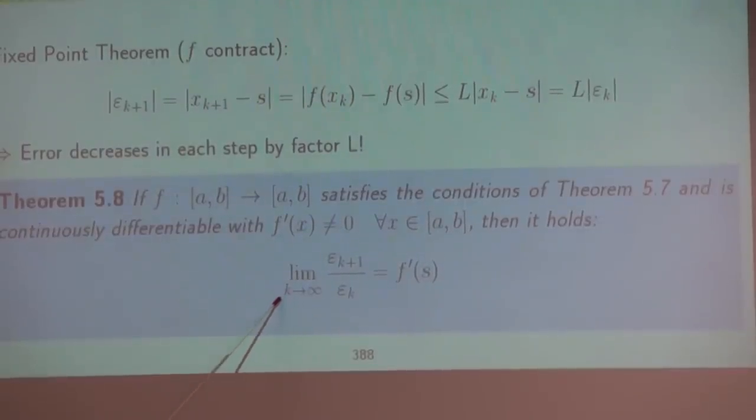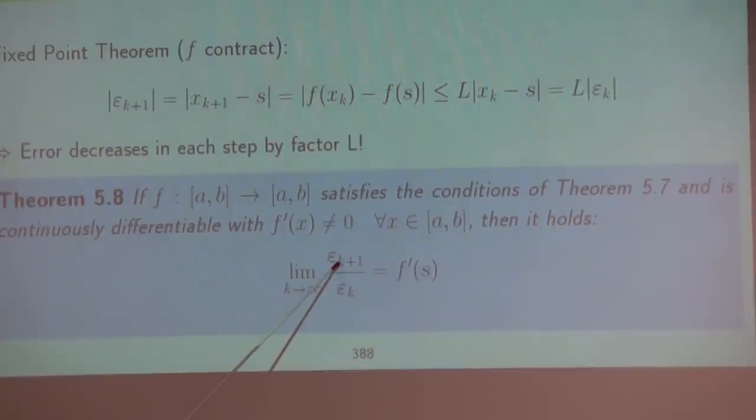And if this holds, then the ratio epsilon k plus 1 over epsilon k is equal to the first derivative at the fixed point for k towards infinity. So now we have it written down black on white that the first derivative at the fixed point determines our convergence speed for k towards infinity. This ratio is the convergence speed because it gives us a factor by which the error changes from one step to the next. Is that clear? That's important here.